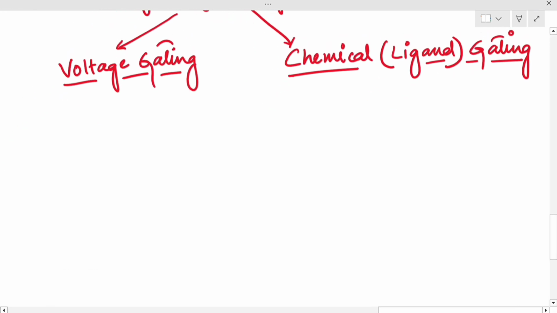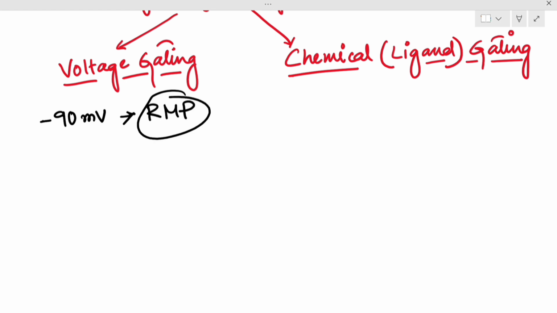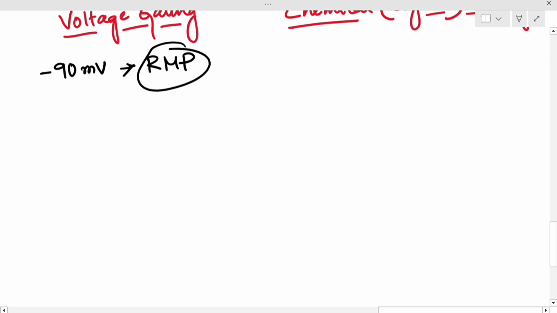So what do we mean by voltage gating? So the gate opens or closes of a particular channel on different voltage. Let's understand. Suppose at minus 90 millivolt, which is also known as resting membrane potential. Okay, at this point, the gate of the sodium channel closes.